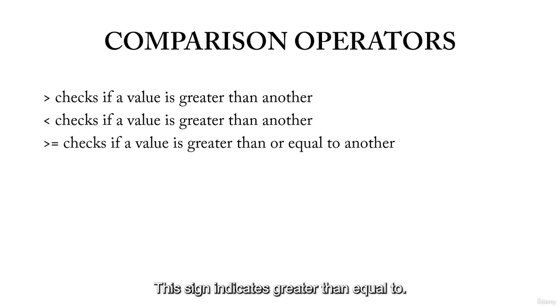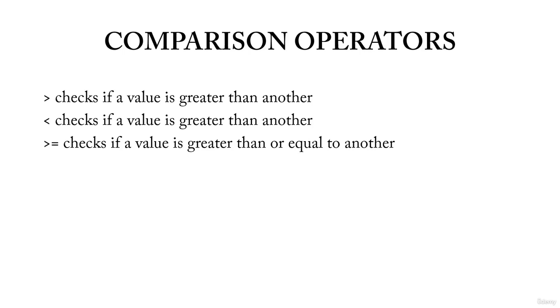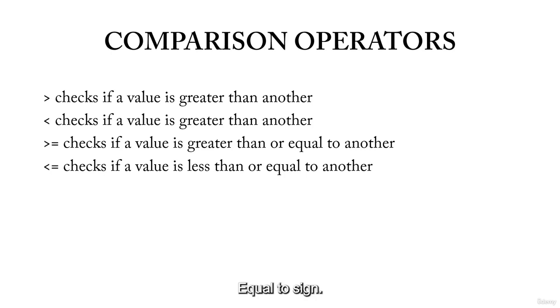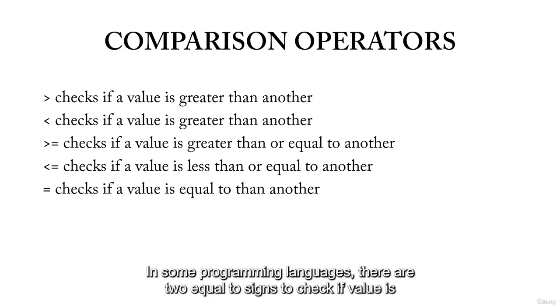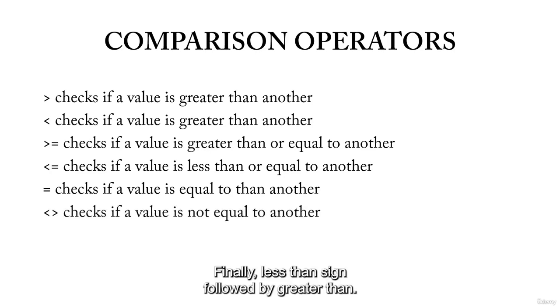This sign indicates greater than or equal to. It checks if a value is greater than or equal to another. And similarly, less than or equal to, which checks if a value is less than or equal to another. Equal to sign. In some programming languages, there are two equal to signs to check if value is equal, but in Excel, there is only one. Finally, less than sign followed by greater than checks if value is not equal to another. Each of these operations returns a value, true or false.